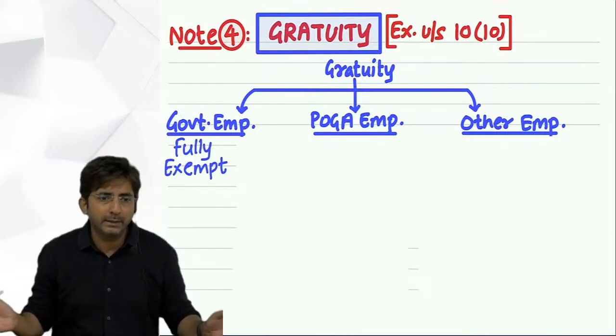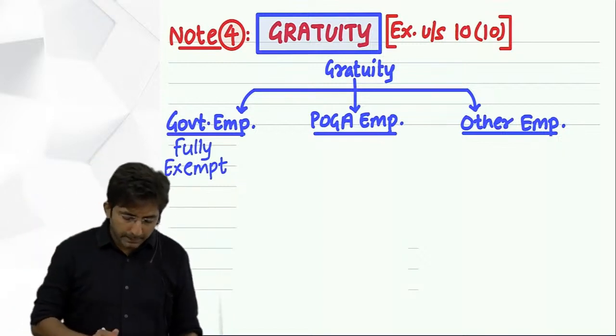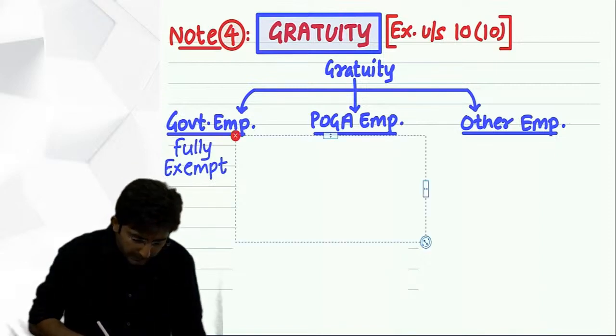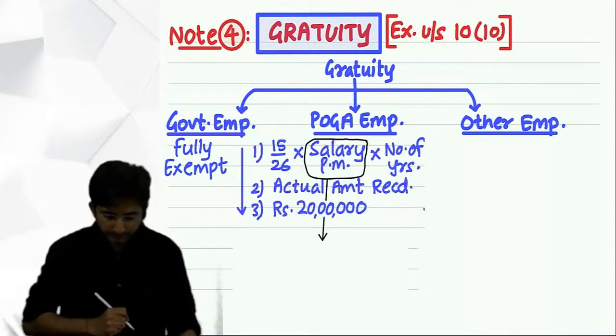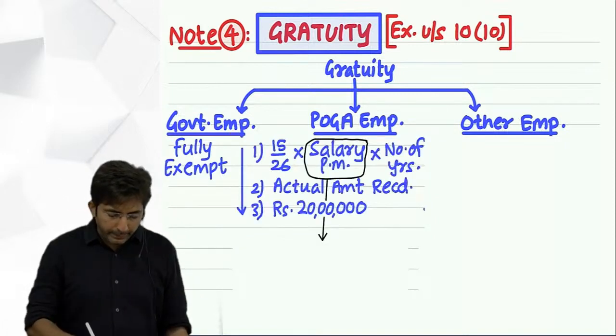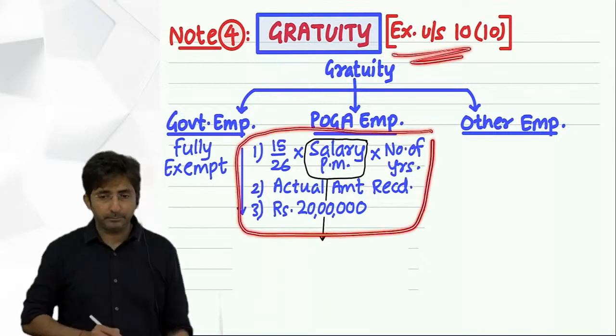They cannot do anything because they are not covered by the act. Okay, now the main point is, in both the types of employees, the formula is different. See, for POGA employee, this is the formula for exemption.